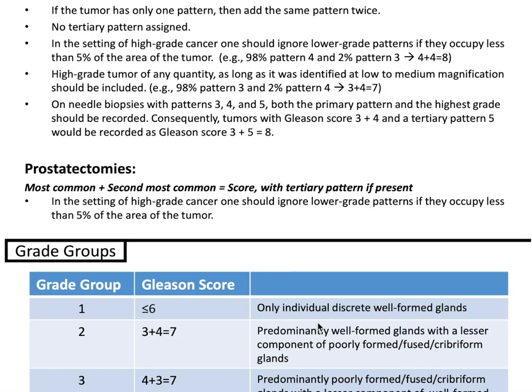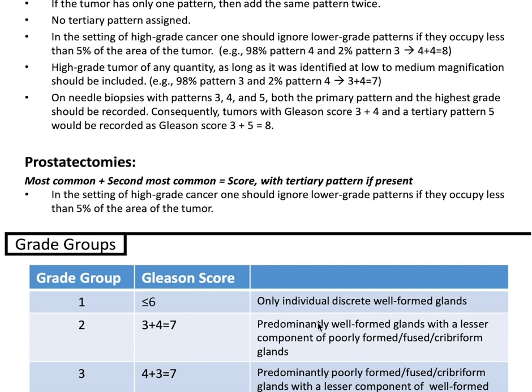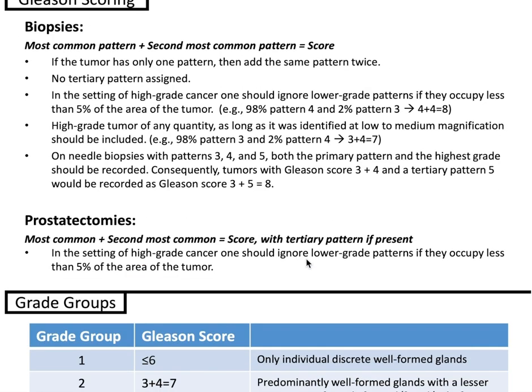Prostatectomies, you mention the most common and the second most common, and you get the score with the tertiary pattern if present. And in the setting of high-grade cancer, you should ignore the lower grade patterns if they occupy less than 5% of the area of the tumor, just like we had mentioned in the biopsy portion as well.